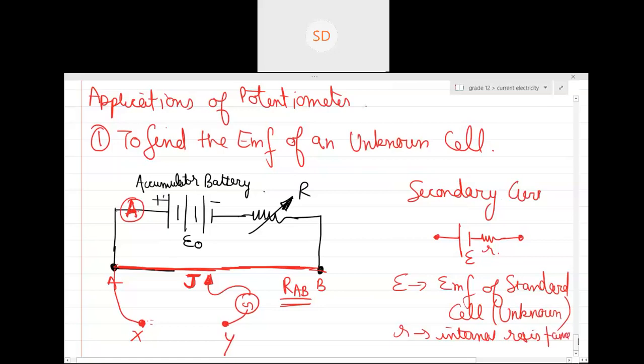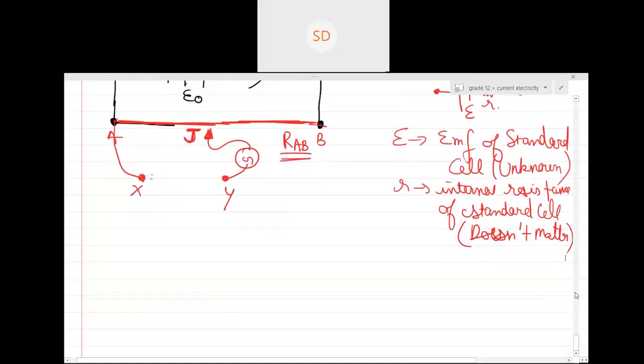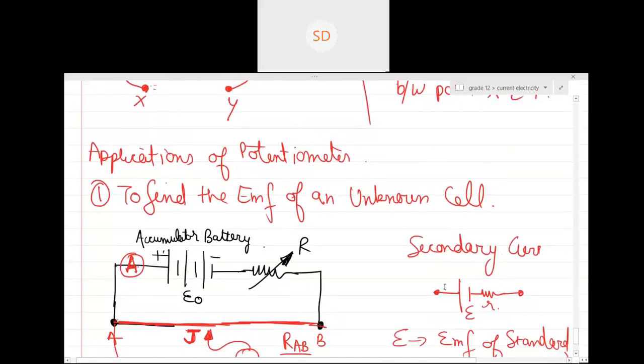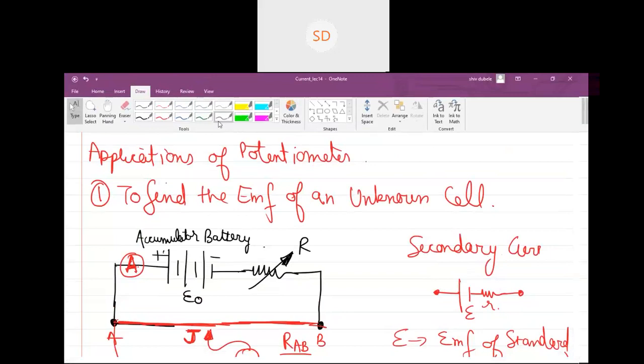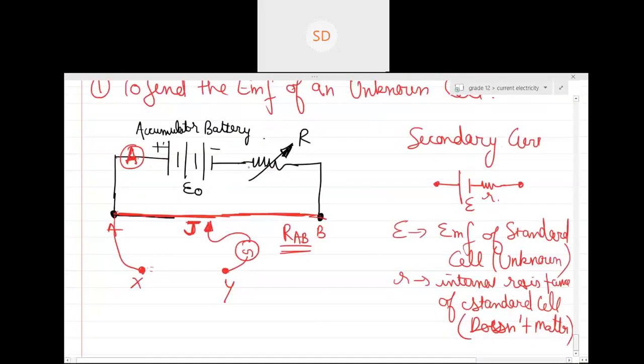Internal resistance of standard. This doesn't matter. Whether it's there, whether it's not there, it won't matter. Why? We'll see exactly why. So now see guys, what exactly am I doing? I'll just take this circuit and place it in between X and Y.